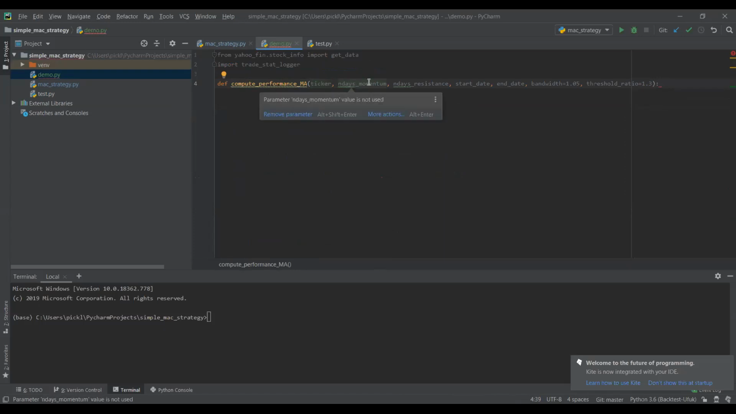With moving averages, there's this concept called momentum and resistance. Momentum is usually a shorter time frame because you want to measure the shorter term momentum. Let me try this again. Momentum is a shorter time frame because you want it to be more responsive to recent changes.